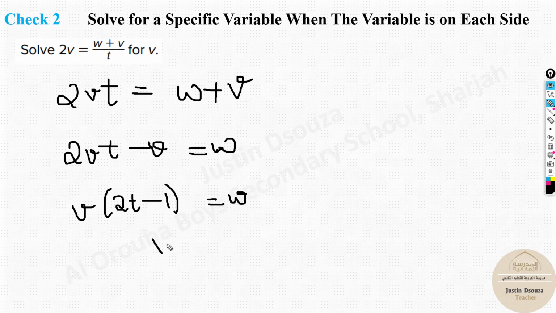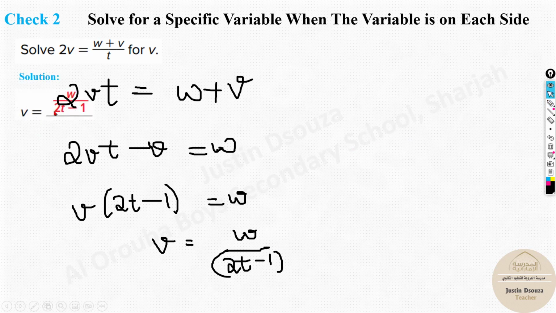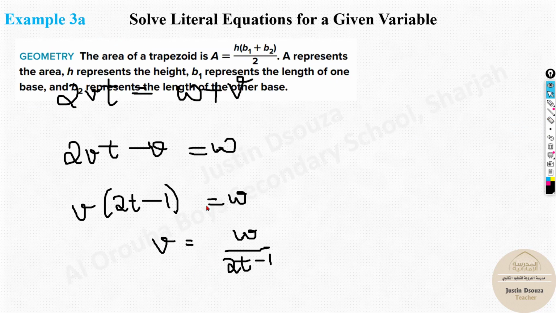Take this to the other side. v equals w divided by 2t minus 1. This would be your answer. So it's w divided by 2t minus 1. Since we have brought it to the other side, it's in the denominator. You can leave the brackets or you can remove, it's fine. That is the final answer.